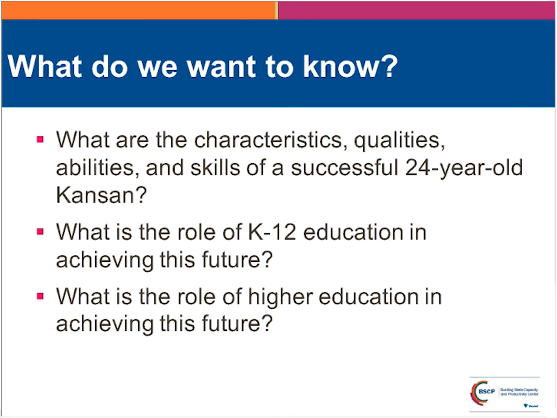Once we had that question, which was really the bulk of the work that we did, the second and the third questions were simply to support that. So if these are the characteristics and qualities of what someone who's successful looks like, then what is the role of K-12, if any, in achieving that future for that child? And then what's the role of higher ed, again, if any, in achieving that outcome?